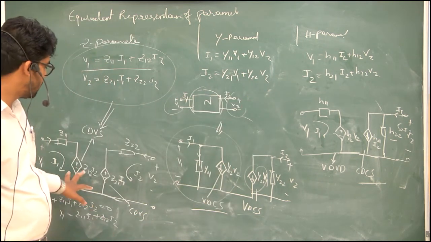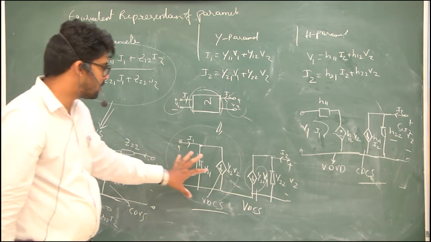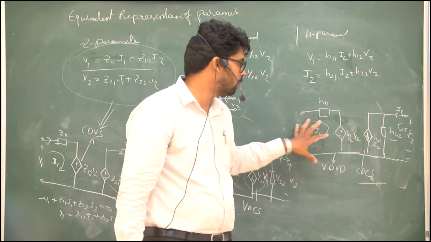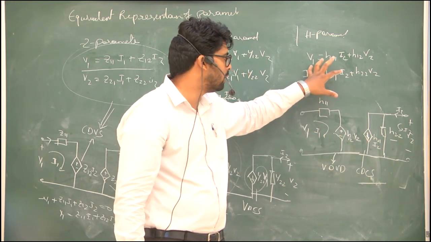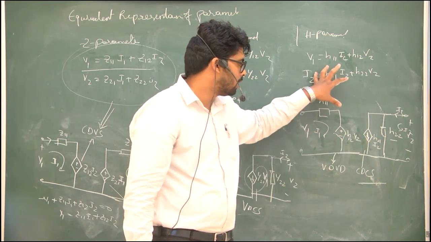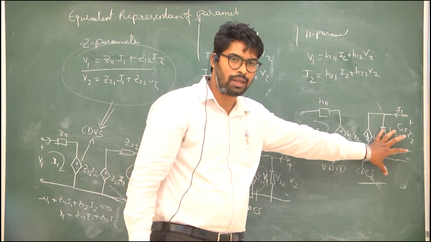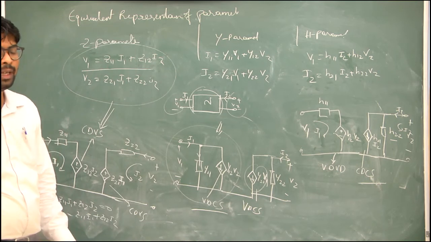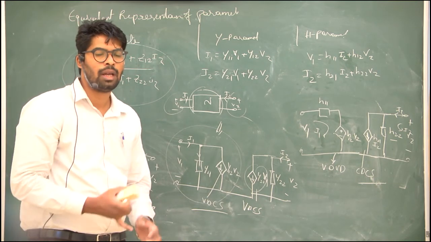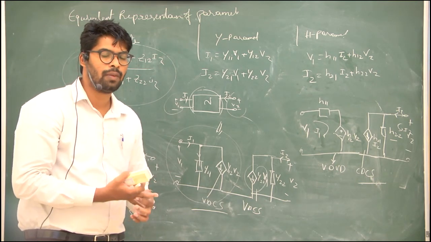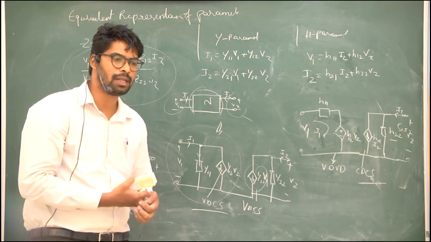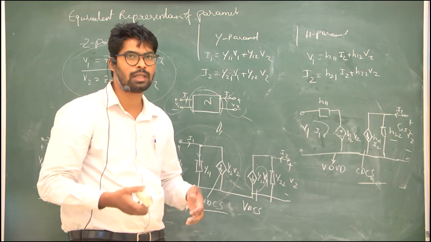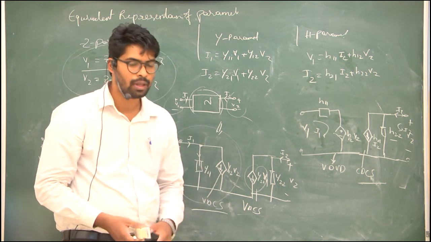If you see, this is a KVL thing and this is a KCL thing. The h parameters are a combination of both KCL and KVL. In the input port we satisfied KVL, and in the output port we satisfied KCL. In the next class, we'll deal with symmetry and reciprocity, and how the different parameters satisfy symmetry or reciprocity. Thank you guys.